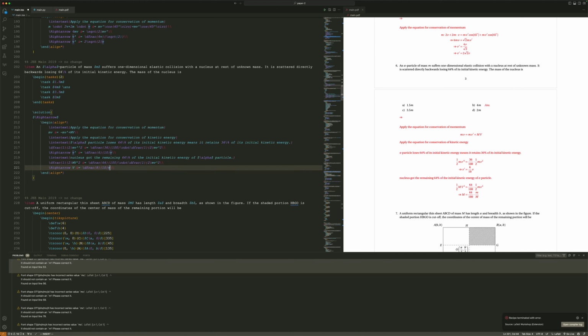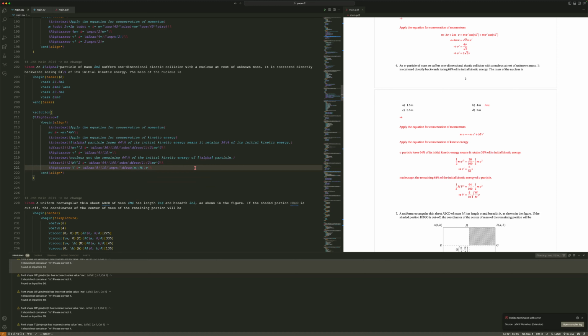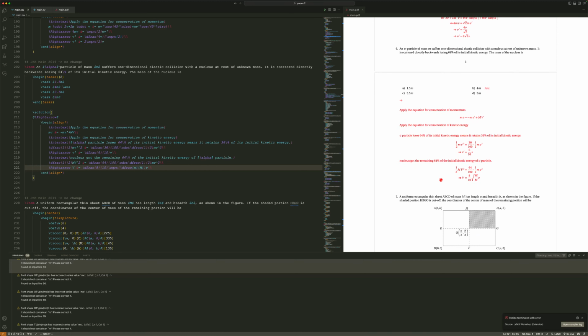we should get a square root of capital M upon small m. Now it's fine. We can just put the value in the momentum equation. I think this should not be that long. I am doing something wrong here.